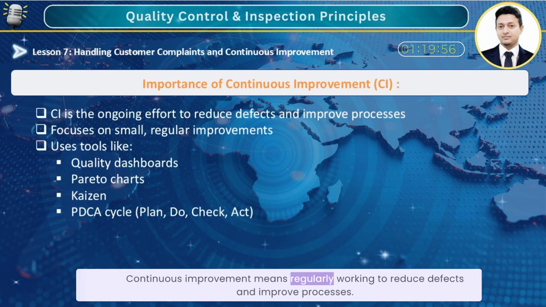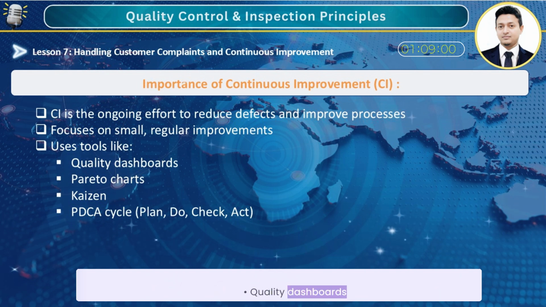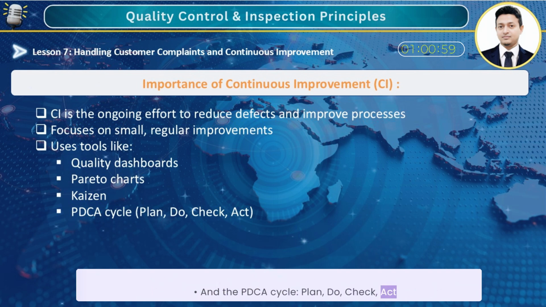Continuous improvement means regularly working to reduce defects and improve processes. It's about making small, consistent improvements using tools like quality dashboards, Pareto charts, Kaizen activities, and the PDCA cycle: plan, do, check, act.